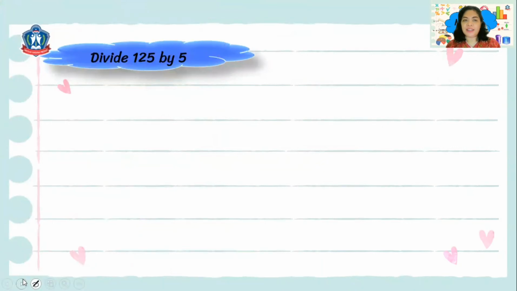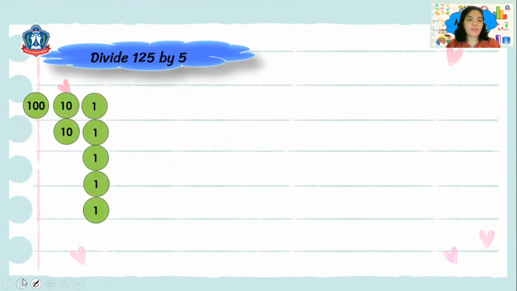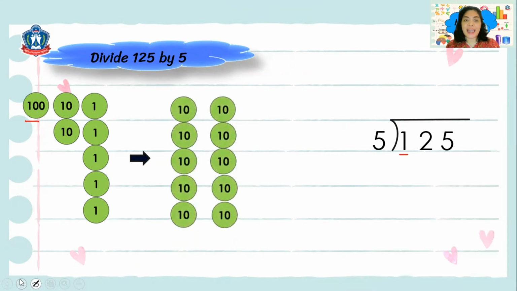Now I have here a 3-digit number divided by 1 digit. So 125 divided by 5. So we have 125. So using our vertical form, it will look like this. Now, let's divide. We cannot divide 100 by 5. So what are we going to do? The 100, children, we will rename it into tens, and that is equal to 10 tens plus the 2 tens. So we have 12. So we have now 12 tens, right? And we have 5 ones.